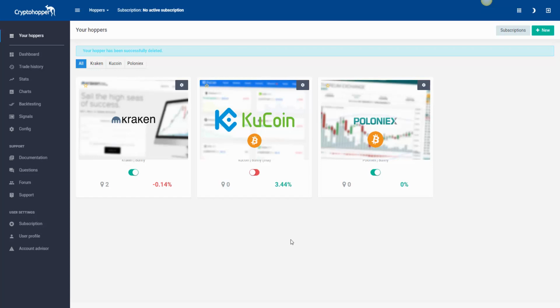Instead of just asking for a perfect configuration, because a perfect configuration for me is probably not the best for you. Here you can see that I have three hoppers already set up. One is stopped and two of them are running. And right now I will create a new hopper, okay, for another exchange. Here I have Kraken, KuCoin, Poloniex. I will create one for Binance.